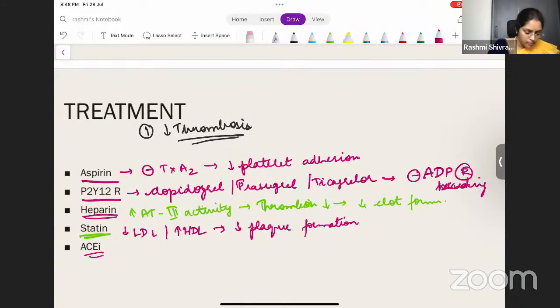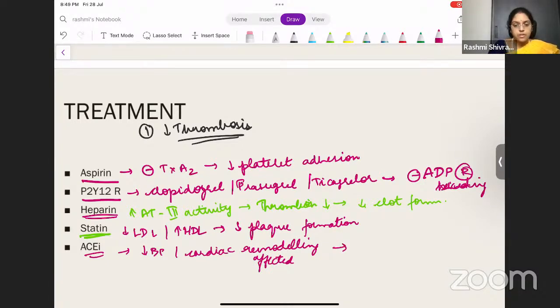What will ACE inhibitors do? They will reduce the BP. They will prevent cardiac remodeling, so remodeling will be affected. So it will decrease the plaque formation and its effects. So: aspirin, Clopilet, that is clopidogrel, heparin, statin, ACE inhibitors. This is most important.